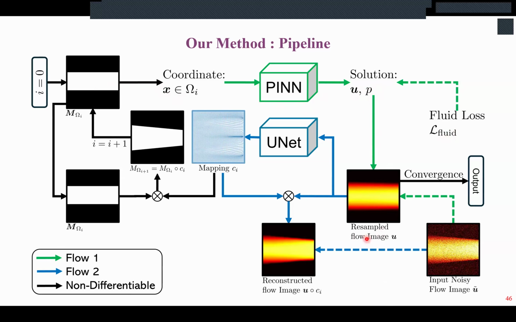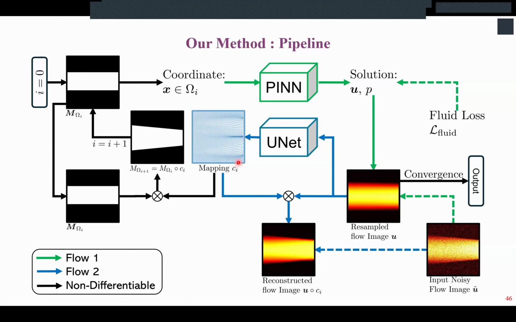So we have this resampled flow image, and we want it to be similar to U2, the measured noisy flow image. As we said just now, we use the registration mapping to do this. So we have U composed with CI, and we hope it is as close to U2 as possible. To produce this CI, we use a UNet, which takes U as the input and produces CI. By optimizing this UNet, we are actually optimizing for CI, so that makes this procedure optimizable.